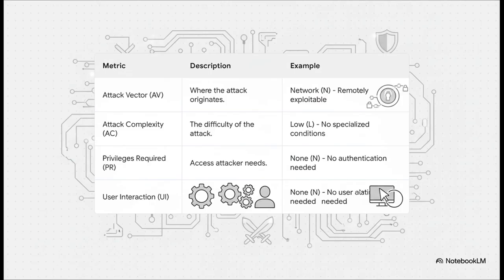Okay, the first 4 metrics tell us how easy it is to exploit this thing. Attack vector basically asks, how does the attacker get in? If it says network, that's bad news. It means they can attack you from anywhere on the internet. Attack complexity asks, how hard is it? Low means it's super easy. Privileges required tells us if the attacker needs to be an admin already. None is the worst case scenario, meaning anyone can do it. And finally, user interaction asks, does a real person have to click a bad link? If it says none, the attack can be completely automated.